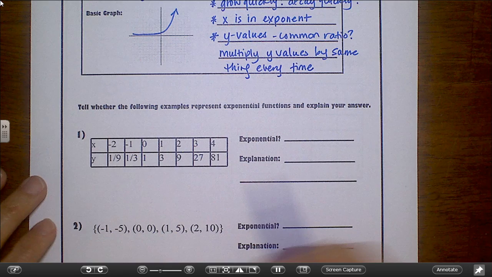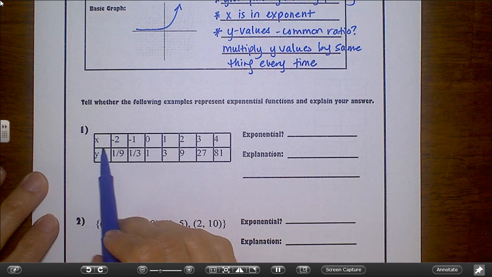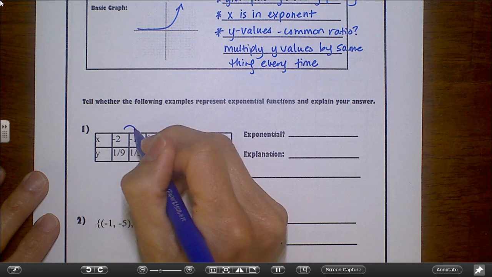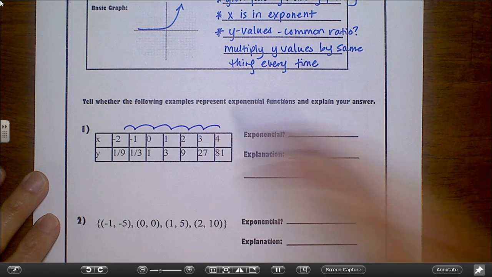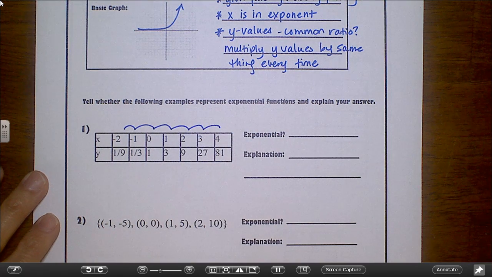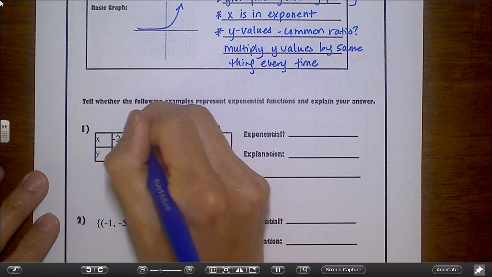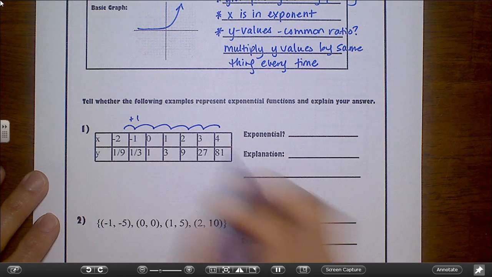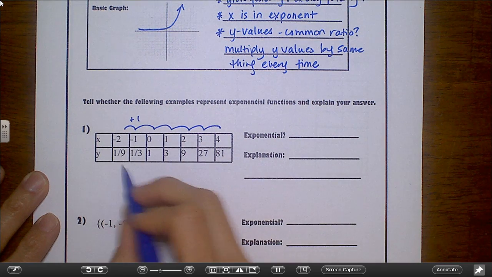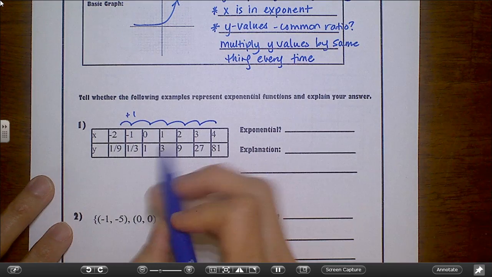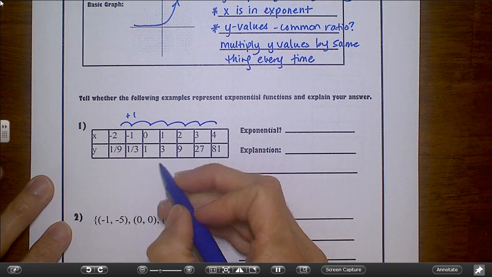So if I take a look here, now what you want to do with a table is what you've always done with your linears and your quadratics. You first need to make sure your x's are going up by the same thing every time, still adding there. We're not multiplying anything with x's, and they are. -2, -1, 0, 1, 2, 3, 4, those are just adding 1 all the time. Now, I have 1/9 and 1/3. If you're good with fractions, you could do it from there, but what you might want to look at is the whole numbers because those are a little bit easier to tell.